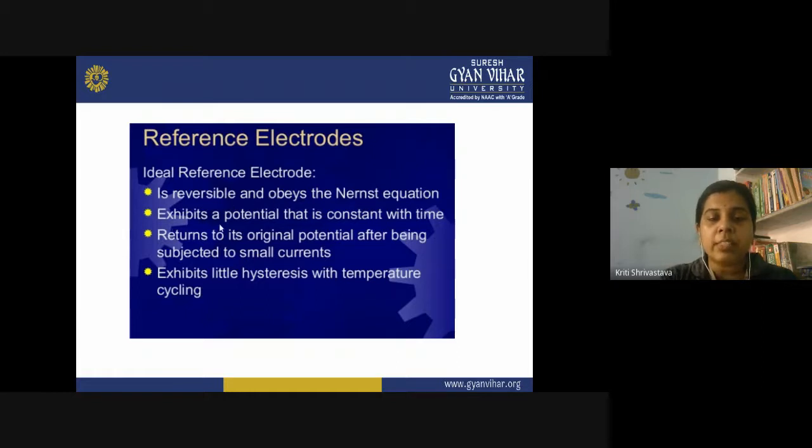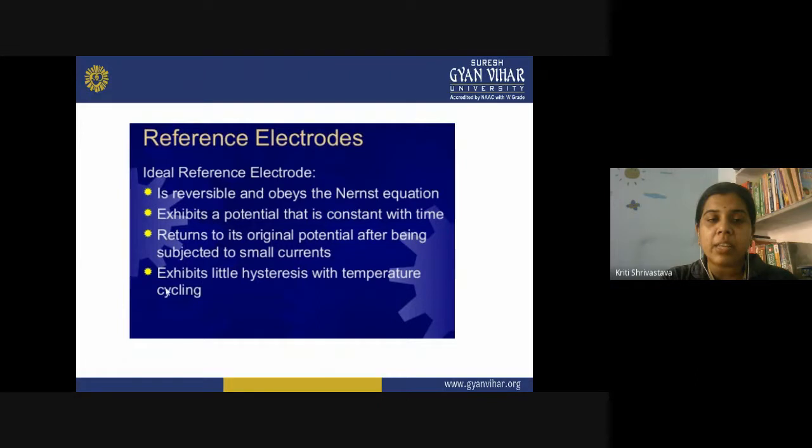Now it exhibits a potential that is constant with time. So it should not change with time. Its potential should remain constant throughout the potential window of your experiment. Then it should return to its original potential after being subjected to small currents. So whenever a small current is provided, your reference electrode should return to the original potential, and the last characteristic is that it should exhibit little hysteresis with temperature cycling.